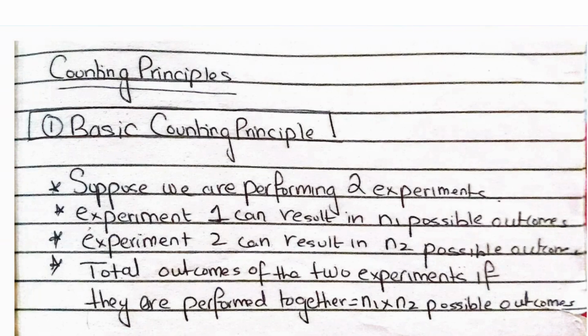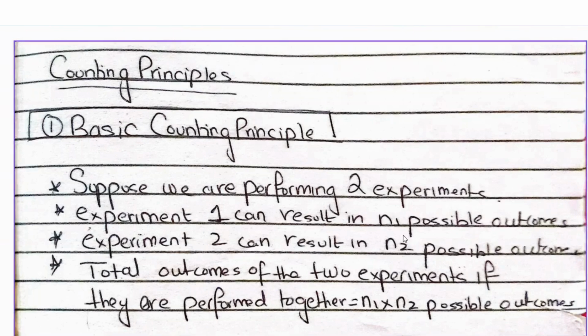We want to look at the different counting principles that we have. We'll start with the basic counting principle. The idea behind the basic counting principle is that suppose we're performing two experiments. Experiment one can result in N1 possible outcomes. Experiment two can result in N2 possible outcomes. So we want to determine what the total outcomes are if we perform the two experiments together.